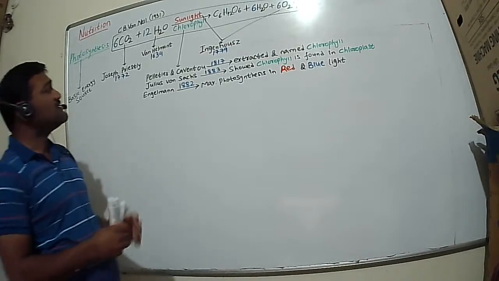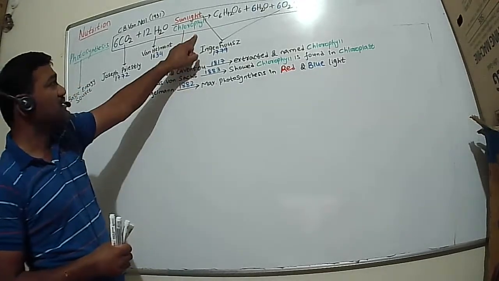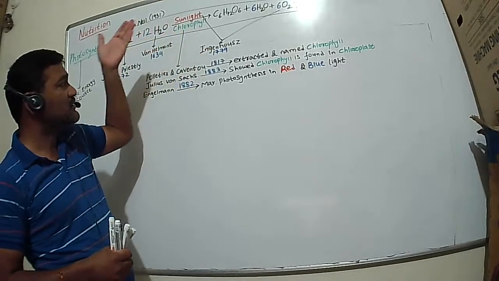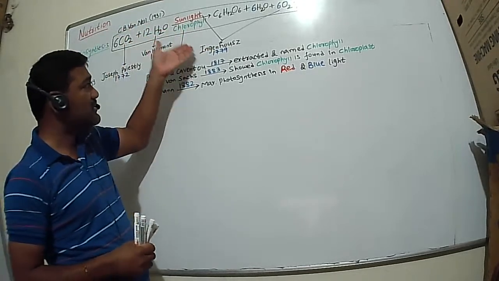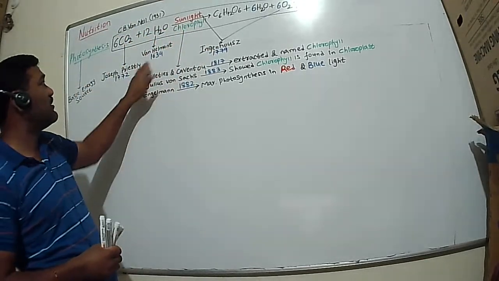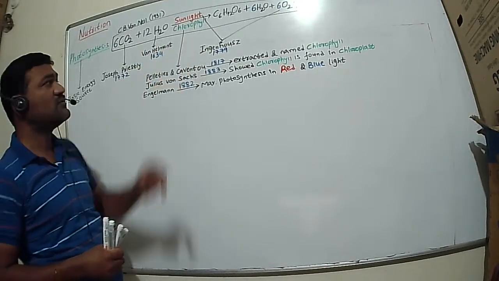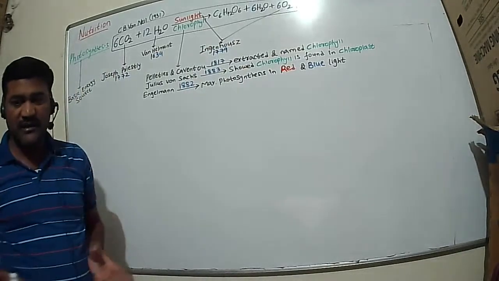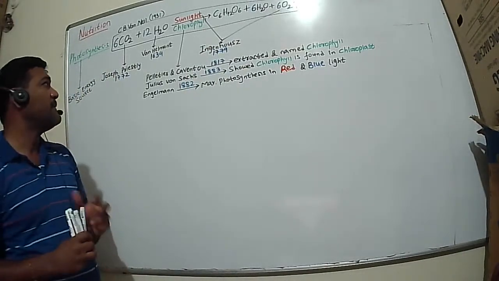Next, the role of sunlight. Ingenhousz showed that not only water and carbon dioxide, even sunlight is also useful for photosynthesis, and oxygen is also released during photosynthesis, by the hydrilla experiment that I already discussed.